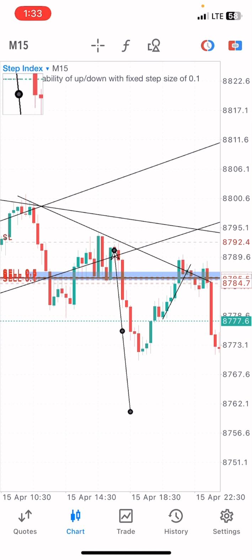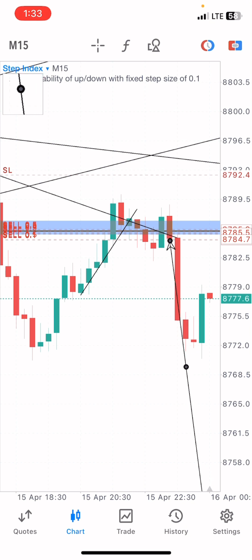I placed my stop loss here, and I got my first sell with a lower risk, a lower lot, 0.1 lot. That's the lowest Step Index lot. So I got my first entry, about 2 positions. Then I waited for the market to give us this fake move to the upside, then dropped back. So on this particular 15-minute candle, I got more sells at this point.